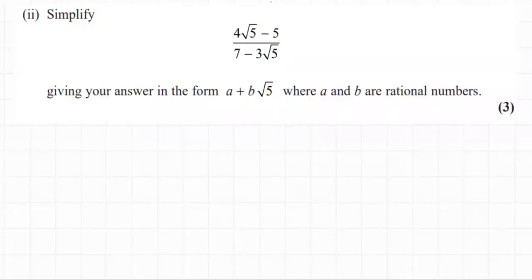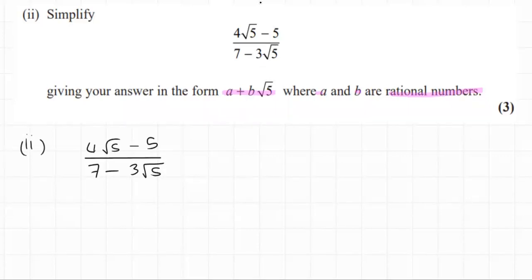Number ii, it wants the answer in this form, and a and b have to be rational numbers. So it can be written as a over b, rational. Okay, let's take a look. So part 2: 4 square root 5 minus 5, all over 7 minus 3 square root 5. First thing you need to do is rationalize the denominator. You do not want surds in your denominator.